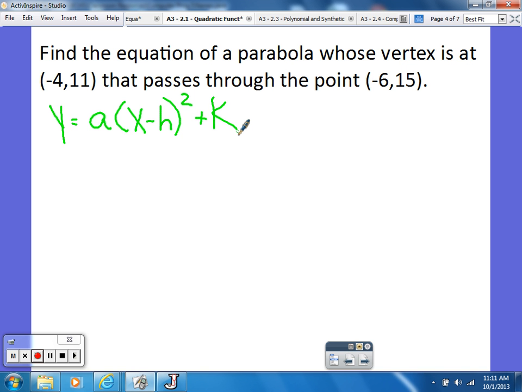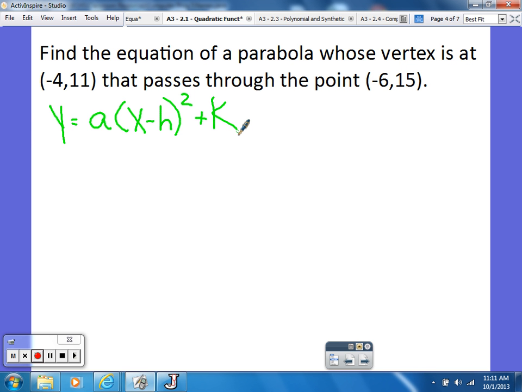Now that a that's at the very front tells me how wide it is, how skinny the parabola is, something like that. But if I'm just given 2 points, can I tell how fat or skinny this thing is? Can you figure that out from 2 points? Well, not just by looking at them, right? I have to do a little bit of math.